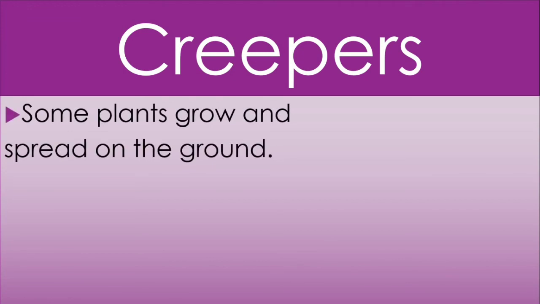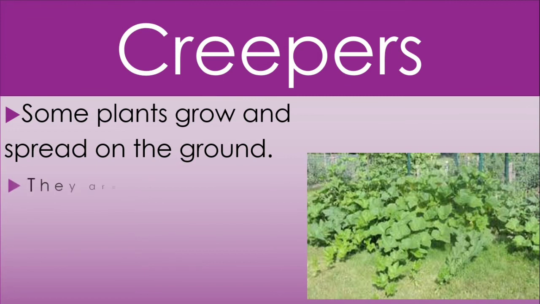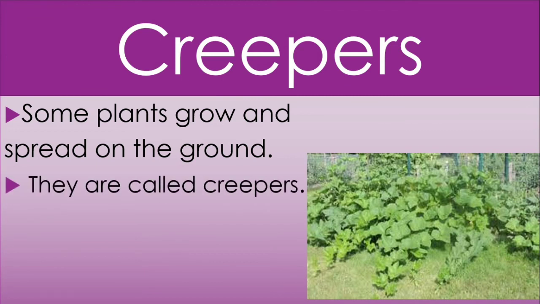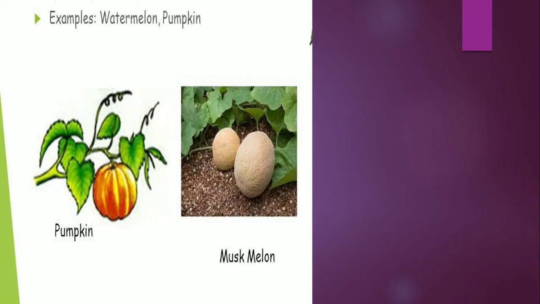Next, creepers. Some plants grow and spread on the ground. These plants are called creepers. The creepers are a different type of plant and these plants grow and spread on the ground. Examples for the creeper: watermelon, pumpkin and muskmelon. These are examples for the creeper.